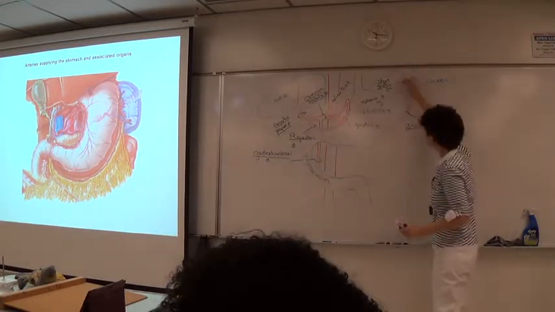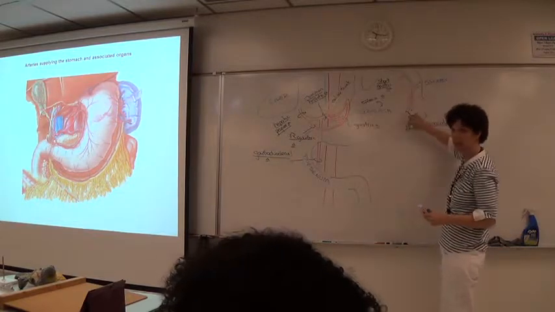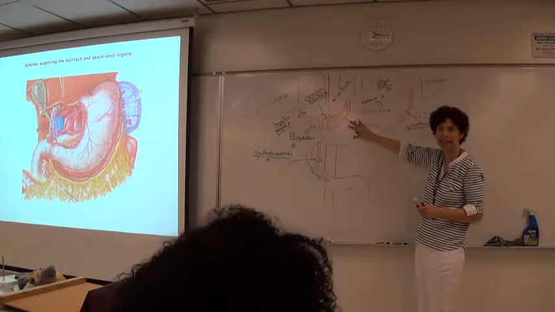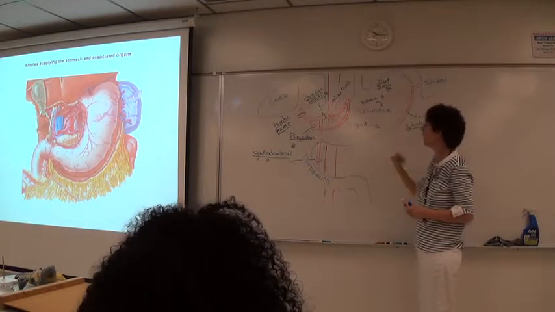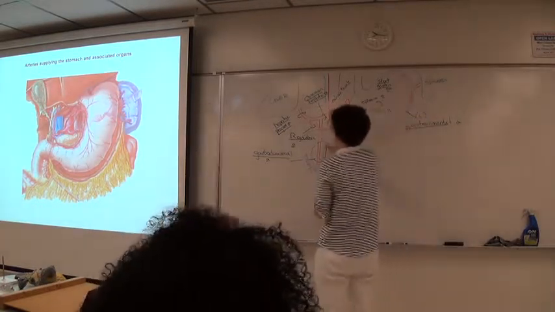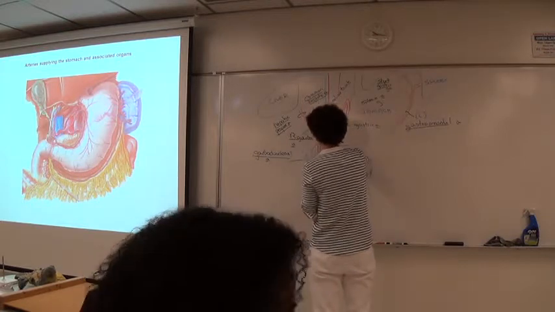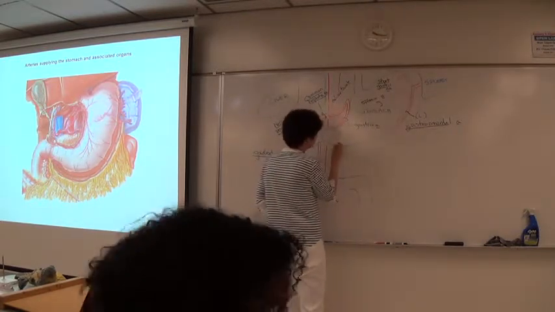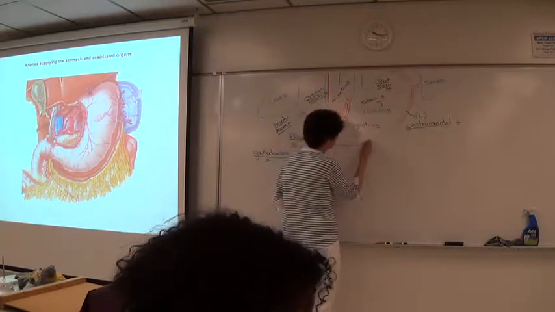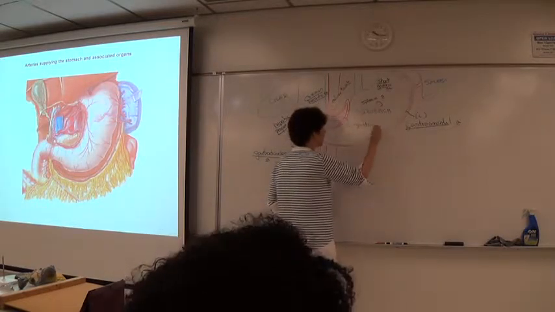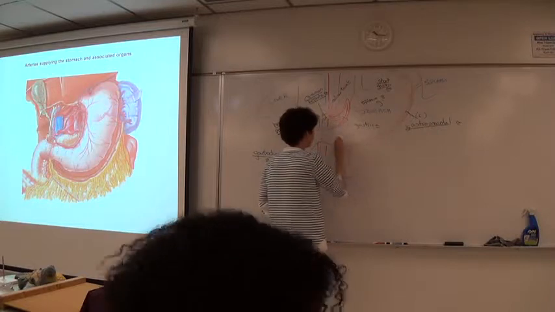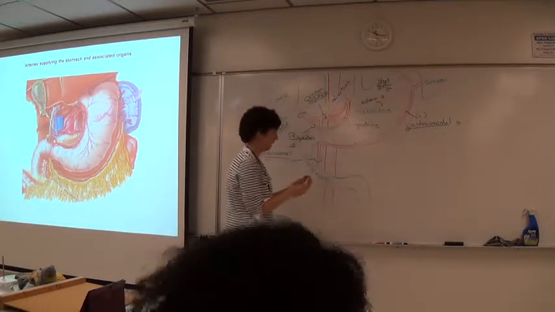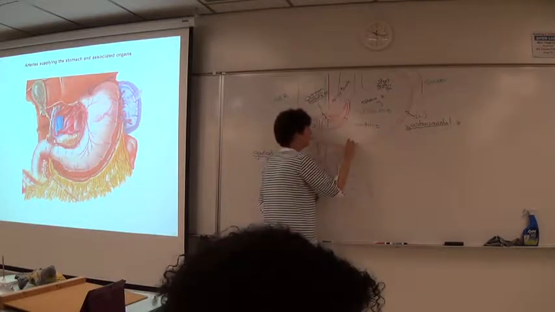From that, we get the short gastric and the left gastro-omental. No new branches off the left gastric. Finally, completing our gastro-omental, we have a branch off the gastroduodenal. And that's our right gastro-omental.